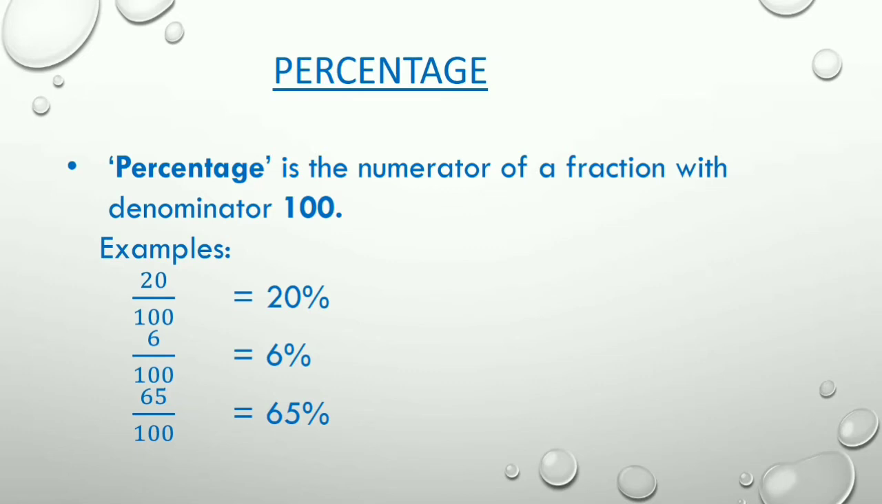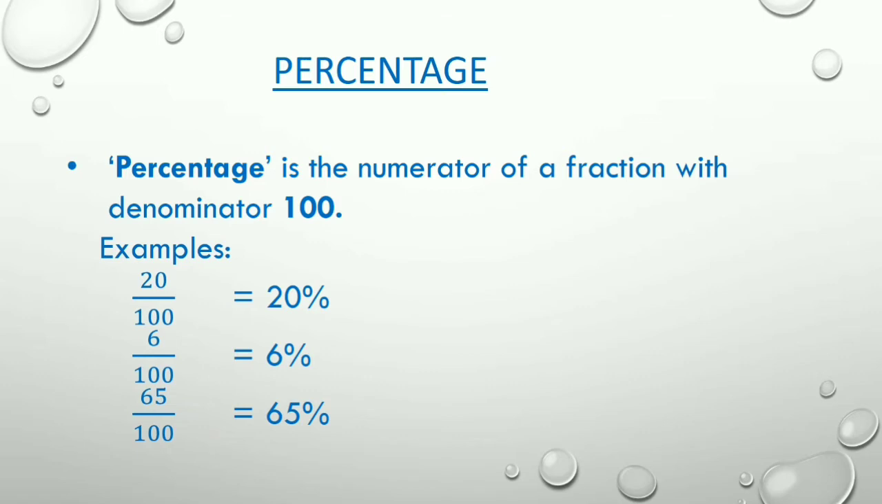It is clear that this is a comparison between two quantities 20 and 100, or it is 20 out of 100 parts. When we say it as a fraction, it is 20 parts out of 100 parts. So it is read as 20%. Similarly, 6 by 100 or 6 out of 100 parts can be written as 6%, or 65 out of 100 parts can be written as 65%.